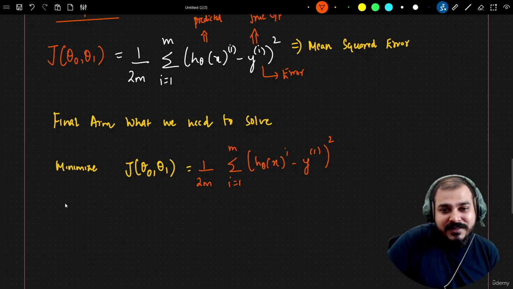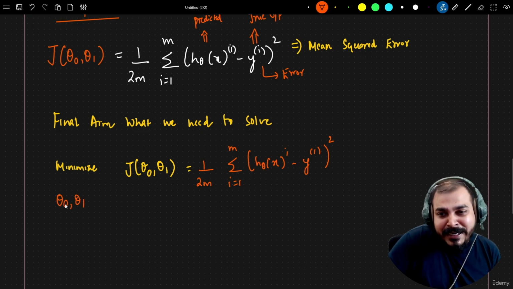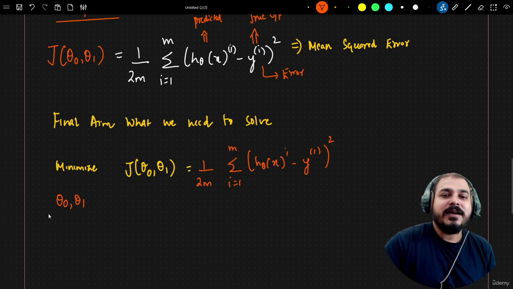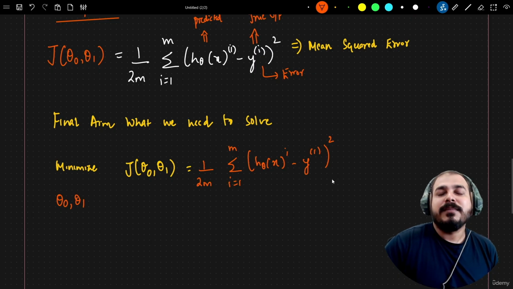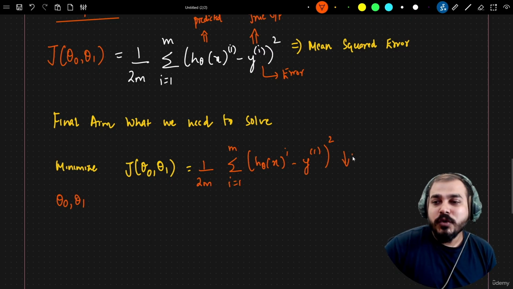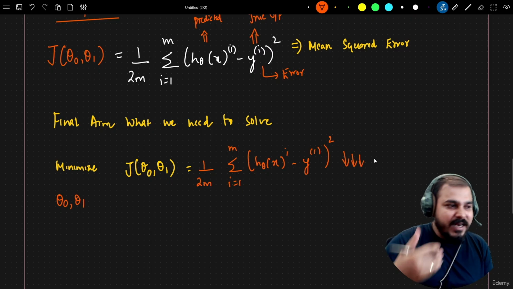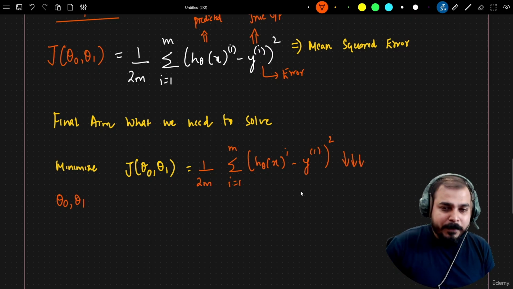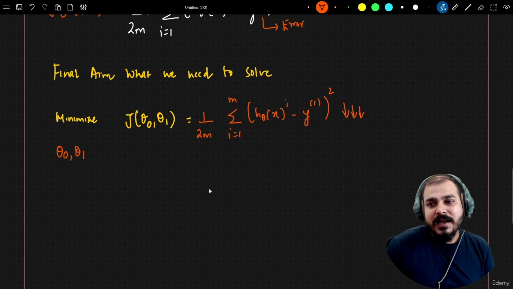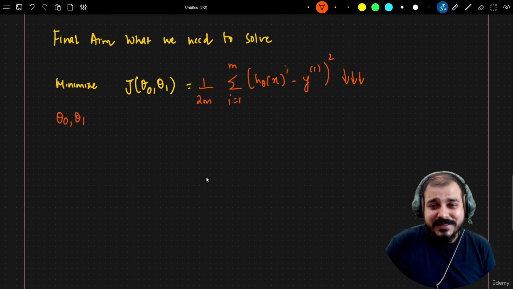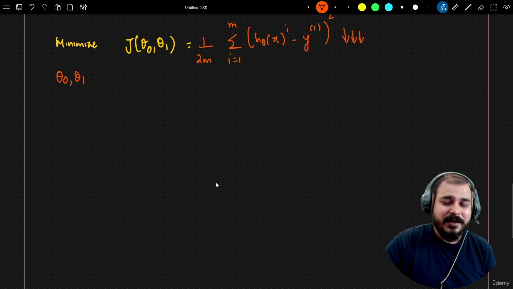And how are we going to minimize this? By changing the value of theta 0 and theta 1. We need to continuously change theta 0 and theta 1 and try to find the best fit line wherein the summation of this error is as minimal as possible. This is our final aim, and let's discuss how we are going to do this.